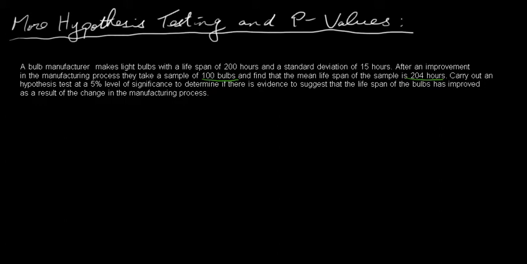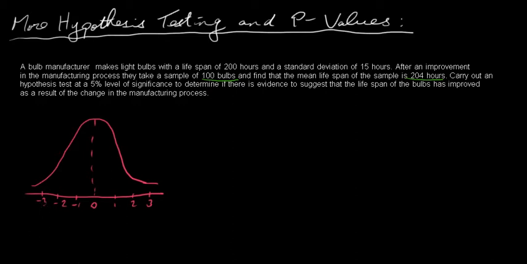Okay, so in this video I'm going to have a look at some more hypothesis testing, looking at test statistics and p-values. Just to run through the background again, we're going to have a look at a normal curve, actually a standard normal curve. We've got a mean here of zero standard deviations from the mean. We've got 1, 2, 3 standard deviations from the mean, and we have -1, -2, -3 standard deviations from the mean.